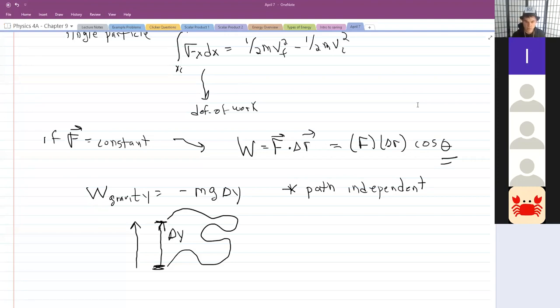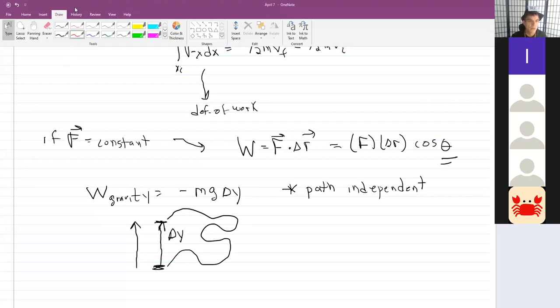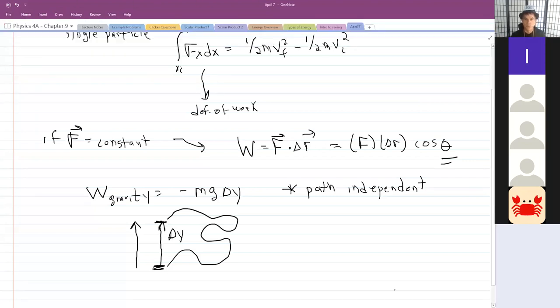If I move an object horizontally, and we'll do an example in a second, if I have an object that starts here and ends here and moves to the right, gravity acts straight down, mg. And if the object is moving horizontally, then the angle between the force and the displacement is 90 degrees, which means gravity's not doing any work if the elevation doesn't change.